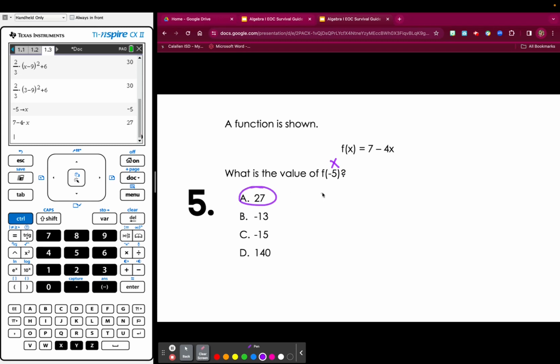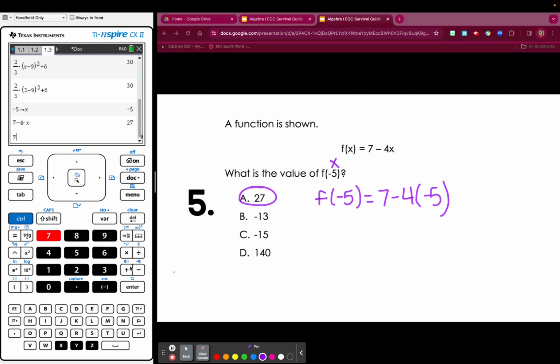Again, if you wanted to do this algebraically, we would write f of -5 equals 7 minus 4, parentheses, -5, and you can just go ahead and type that in, and you would see that you would end up getting the same exact answer that we got by storing. Again, you can choose whichever method that you want to use.